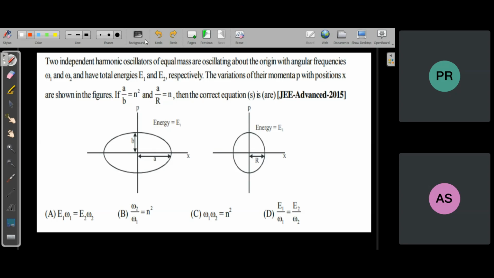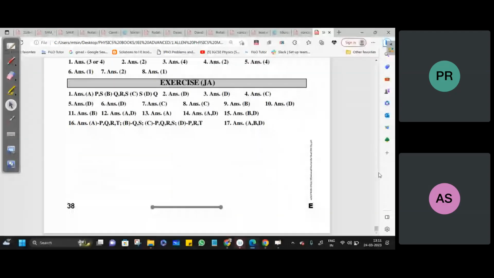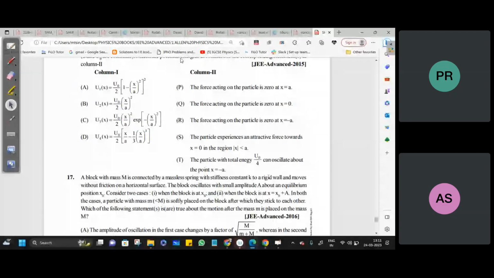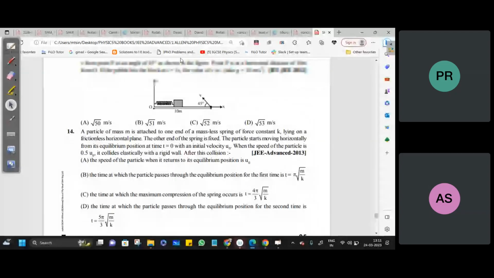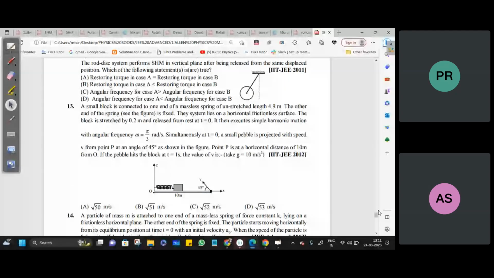Sir, B D. Which option? Sir, B D. B and D you are getting. So this is question number 15. That is the correct answer. Good. So just like this, keep solving. You are already doing good. And all the concepts are, I think, covered, most of them.